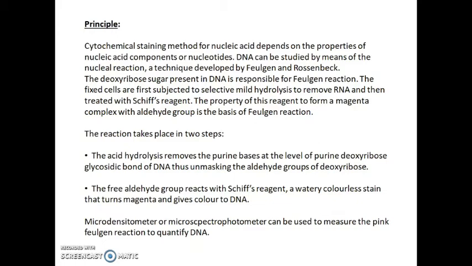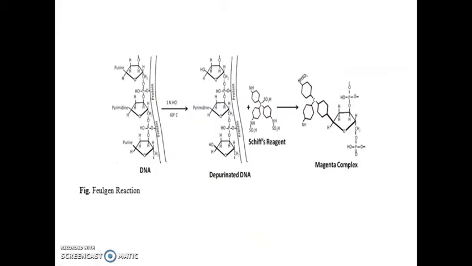This reaction basically takes place in two steps. The first step is acid hydrolysis, which removes the purine bases at the level of the purine-deoxyribose glycosidic bond of DNA and unmasks the aldehyde group of deoxyribose. In the second step, the free aldehyde groups react with Schiff's reagent, a watery colorless stain that turns magenta and gives color to the DNA. This color is then measured by a microdensometer or microspectrophotometer to quantify the amount of DNA present in the sample.